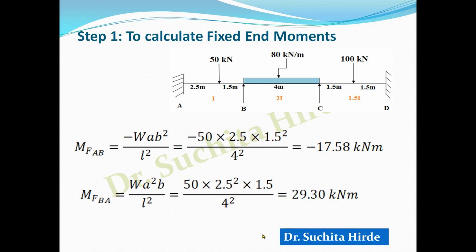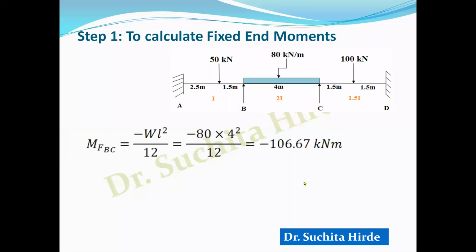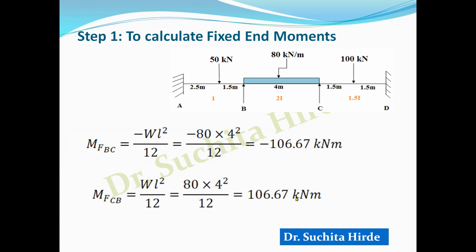Similarly, we can calculate fixed end moment for member BC. We know that due to UDL, fixed end moment is calculated using this standard formula wL square by 12. Please remember this w, you write it small w. By mistake it is capital W here. So minus 80 times L square by 12. So you will get minus 106.67. It is anti-clockwise at B and it is clockwise 106.67 kilonewton meter at C. So we have calculated fixed end moment for member BC.